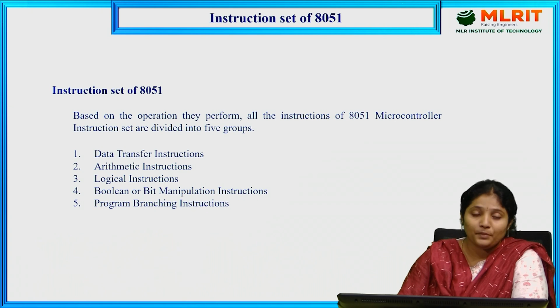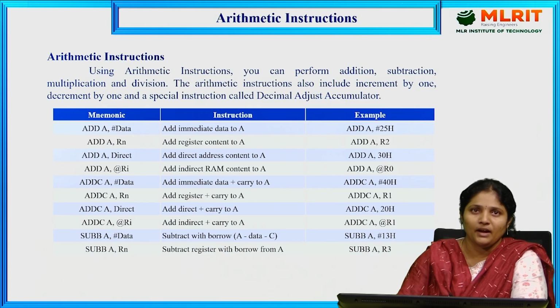Based on the operations they perform, I have categorized these instructions into 5 different types. The first one is data transfer instructions, and the second one is arithmetical instructions, then logical instructions, bit manipulation instructions, and program branching instructions. In today's presentation, I'll be explaining the arithmetic instructions of the 8051 microcontroller.